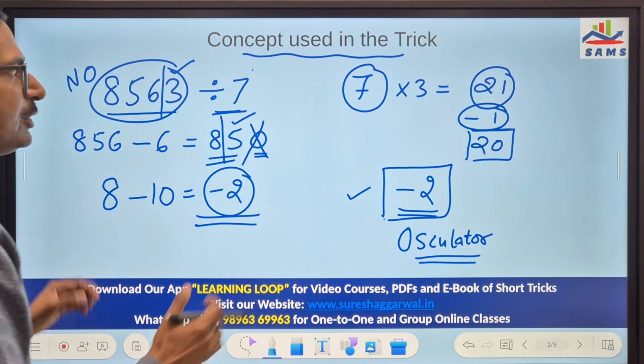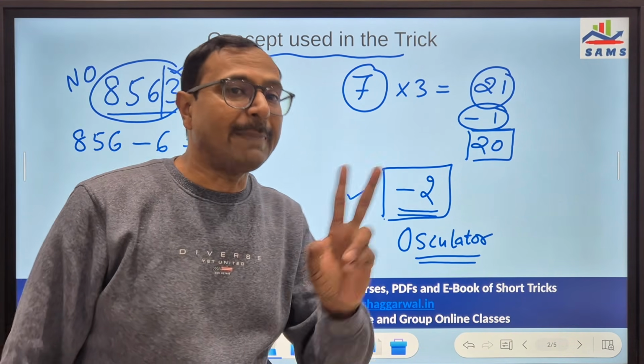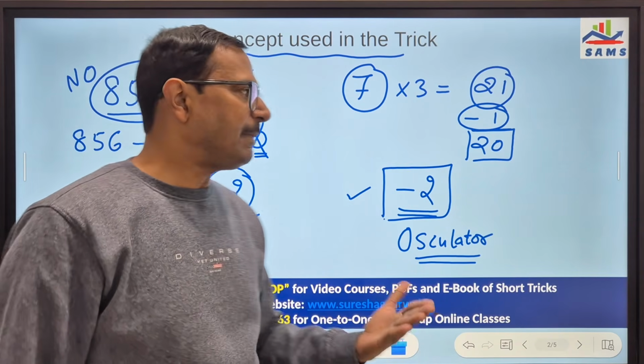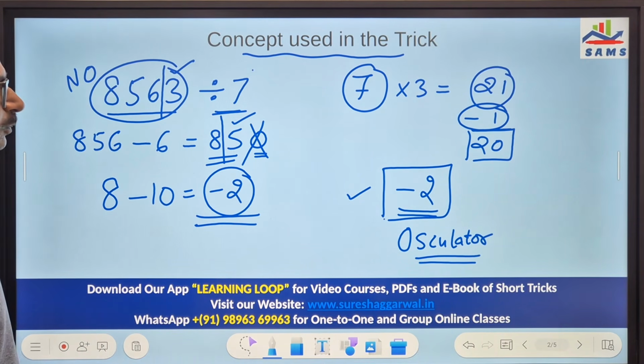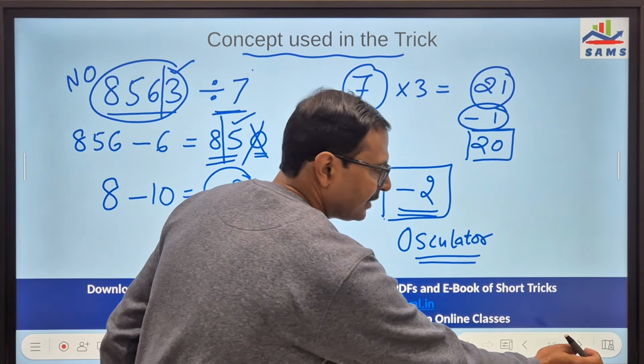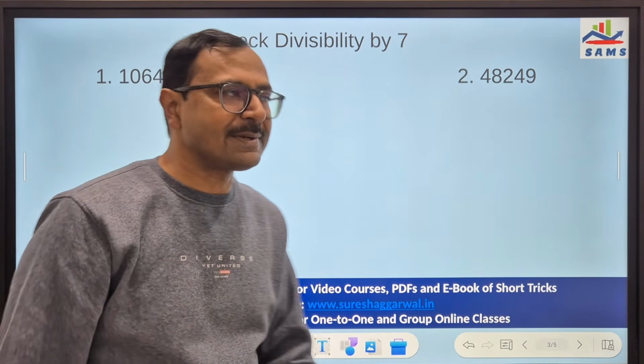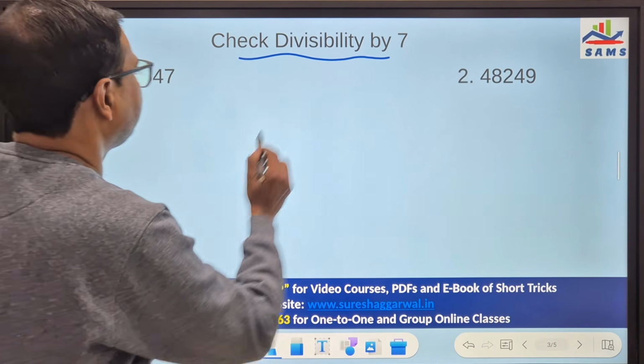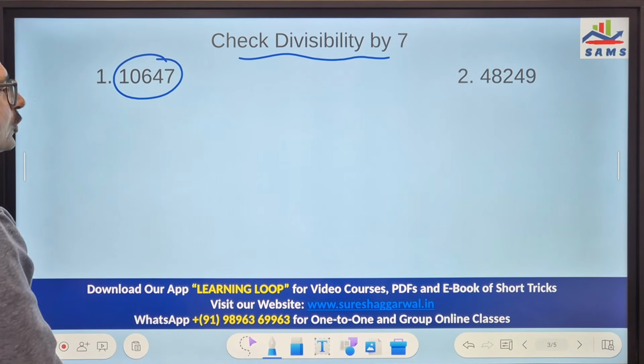So this is the concept. You need to remember the oscillator minus 2 for checking the divisibility by 7. Now, what do I do with this method? Let's apply it to solve some questions. Check the divisibility by 7 for the number 10647.